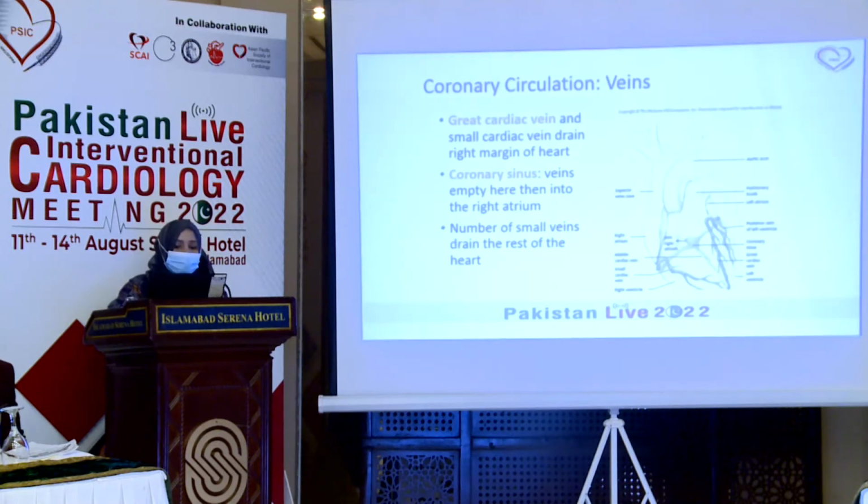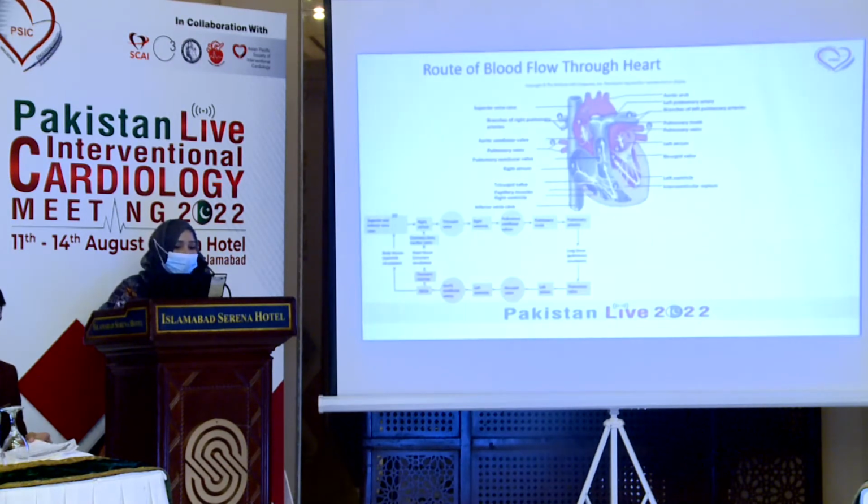Coronary circulation, veins: great cardiac vein and coronary sinus. The great cardiac vein and small cardiac vein drain the right margin of the heart. The coronary sinus, where the veins empty, then opens into the right atrium. Here is the route of blood flow through the heart.